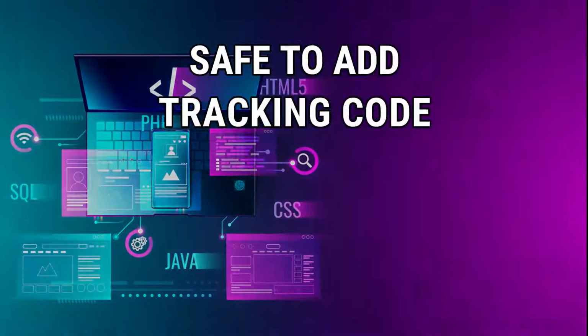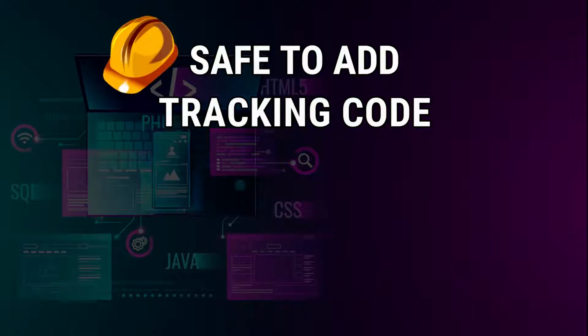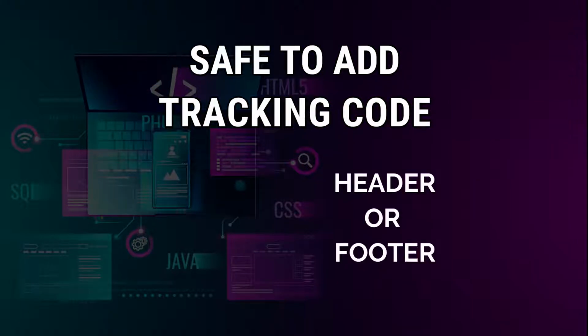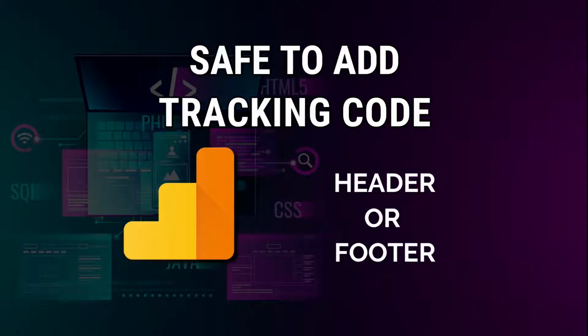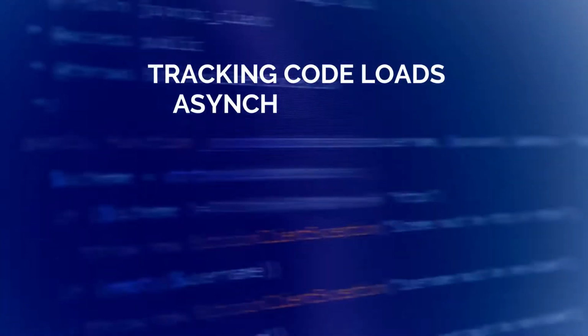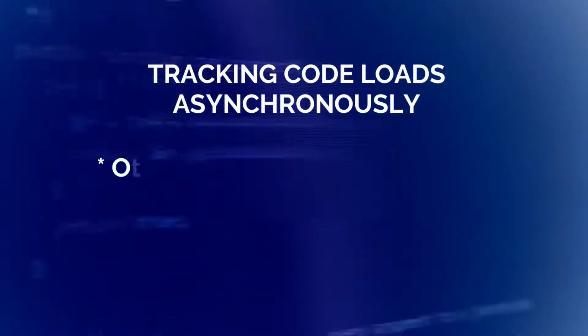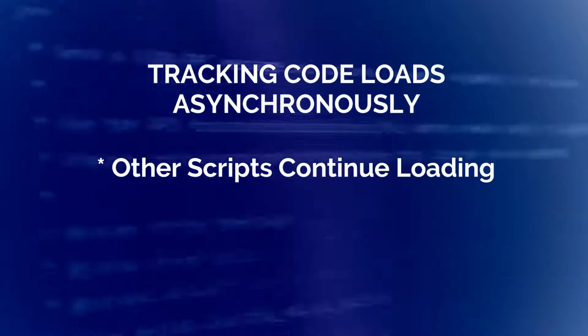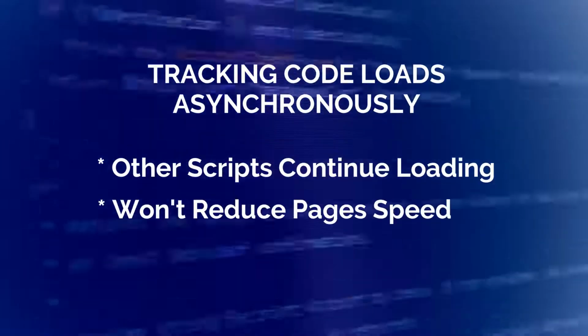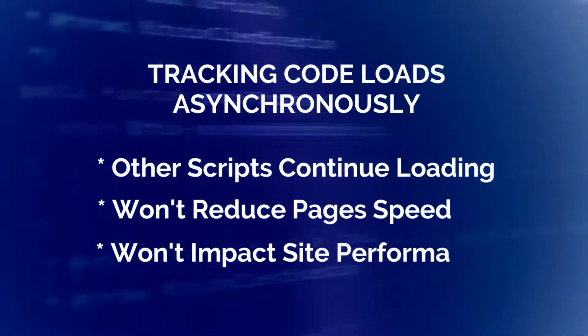Well, right up front, you should know that it's safe to put your Google Analytics code in the header or footer. However, Google recommends that you add the code to your WordPress header because the header scripts are loaded earlier than any other scripts on the page. And besides that, the tracking code loads on your site asynchronously, meaning that other scripts can continue loading, and that won't reduce your page speed or impact your WordPress site's performance.